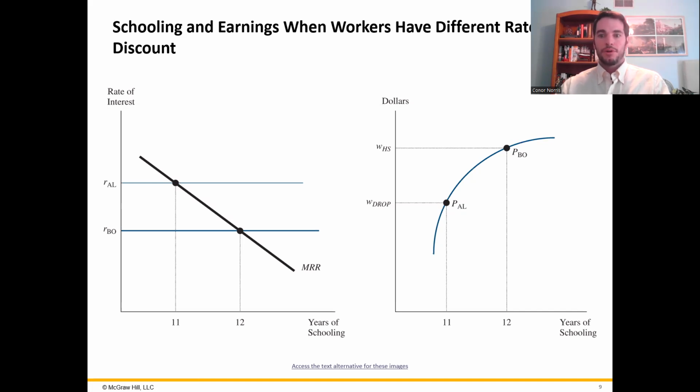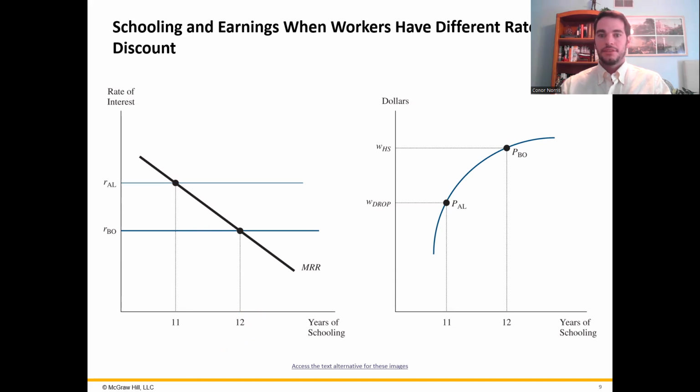So on the left, we see the marginal rate of return to school. Al here has the higher discount rate. Here's Al's discount rate. We see that corresponds to 11 years of schooling. Bo, on the other hand, had a lower discount rate. When you trace that over, that corresponds to 12 years of schooling. So that just graphically shows the decision that I just described.